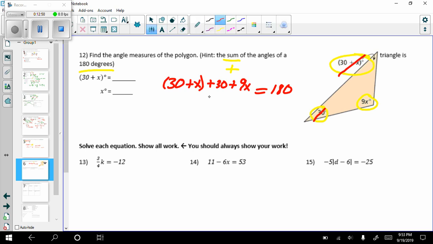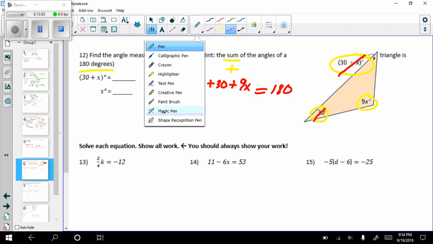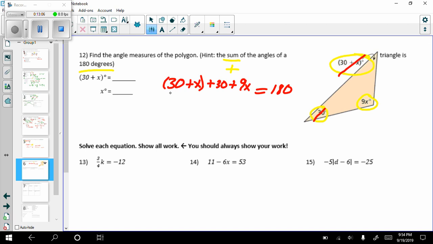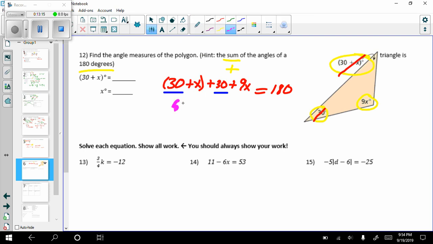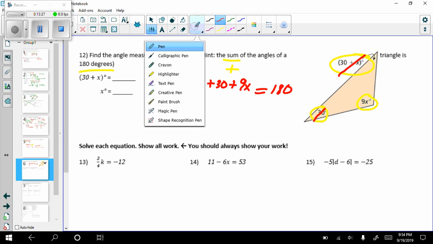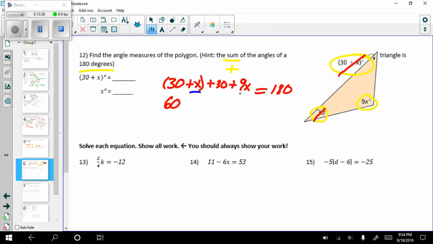So I'm going to go ahead and combine my like terms. I'm going to use magic pen here because it's going to disappear. I have some constant terms, 30 and a 30. Those are like terms, and I can combine them and get, oops, not what I want. Let's erase that. Sorry guys, and thank you for being patient. I'm going to get 60. Then I'm going to come back and combine my other like terms, which are my variable terms, and I'm going to get plus 10x equals 180.